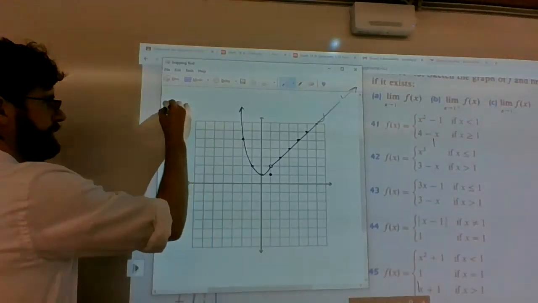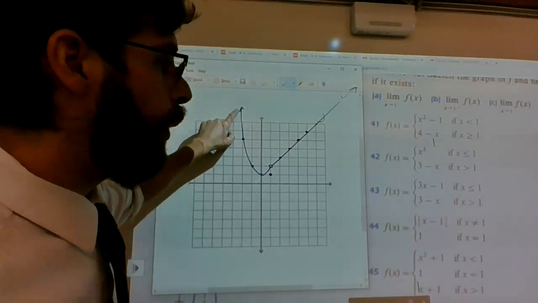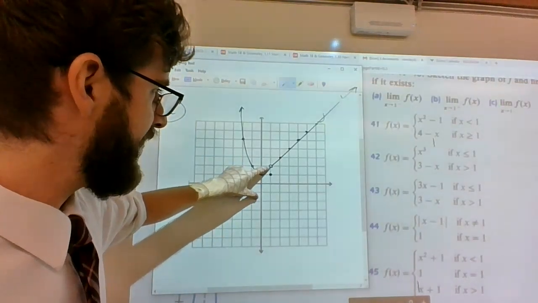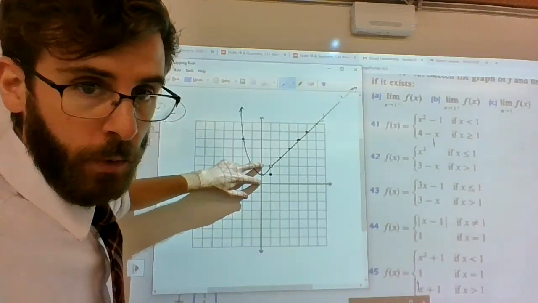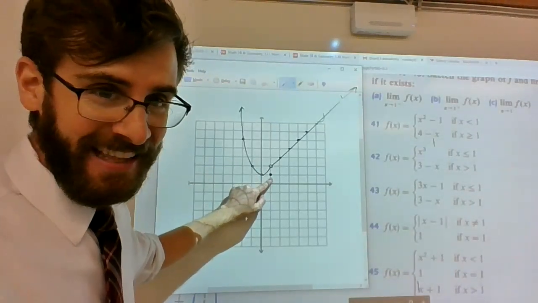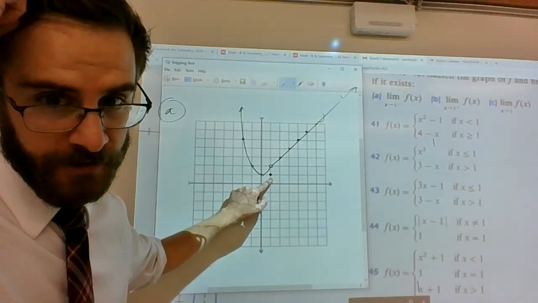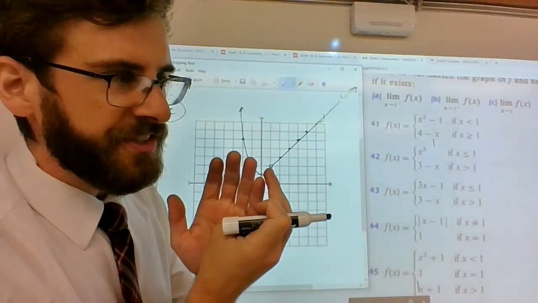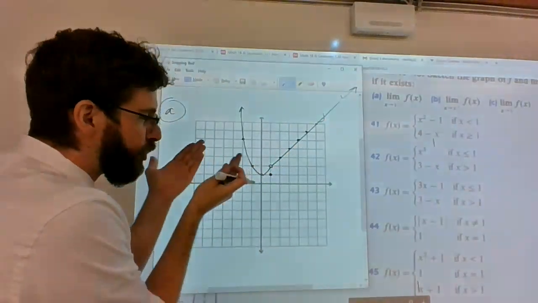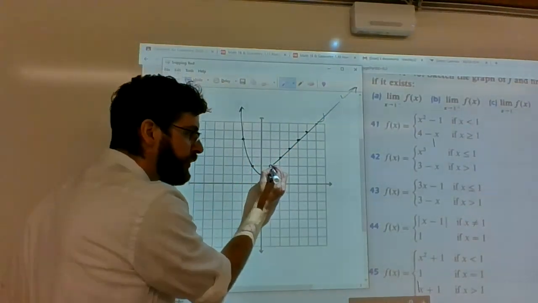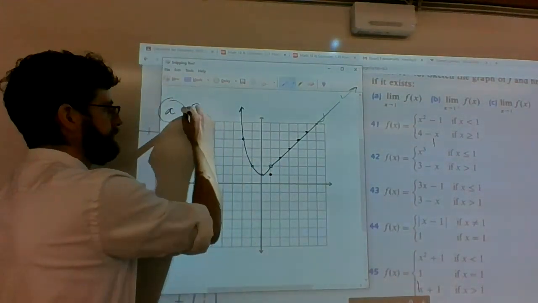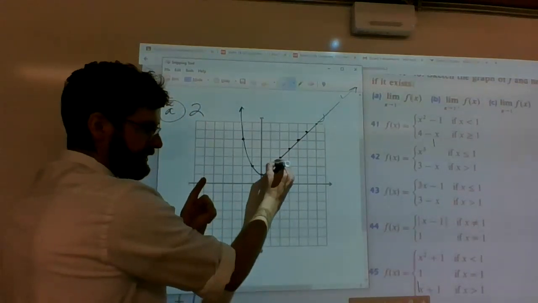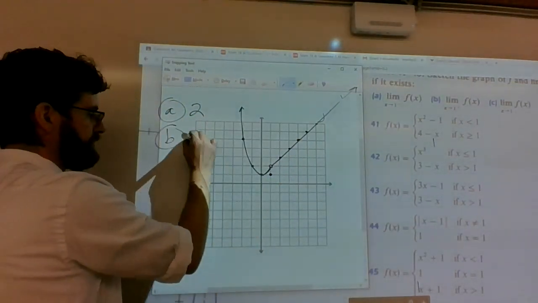So the question becomes, what's the limit as x approaches 1 from the left? Well, if you follow your curve, it settles at a y value of 2. We're not taking the value there; we're taking the behavior, saying where is it approaching? It's trying so hard to get to 2, but it just didn't make it. So the behavior it's approaching is 2. And it's the same thing from the right. It's approaching a y value of 2 units.